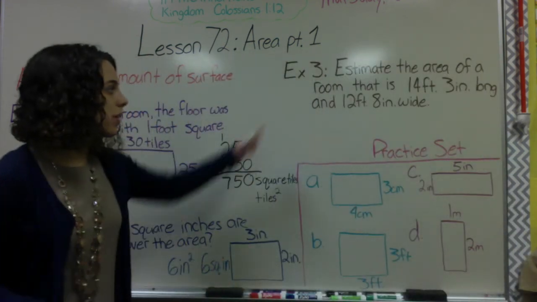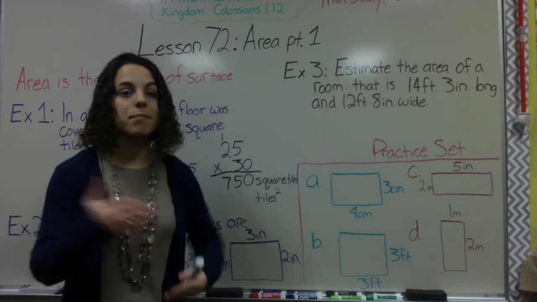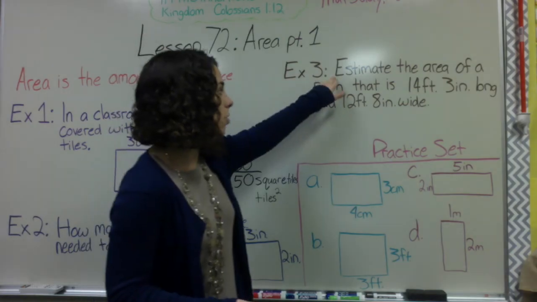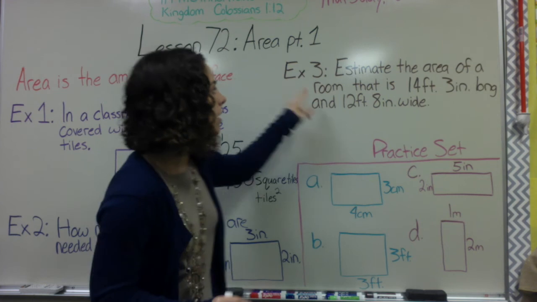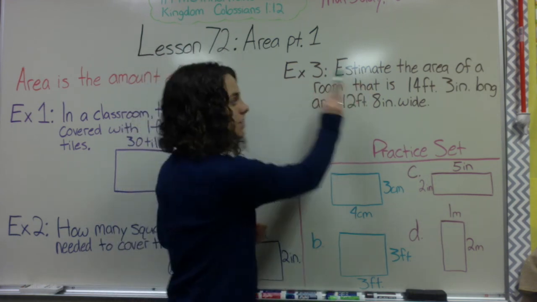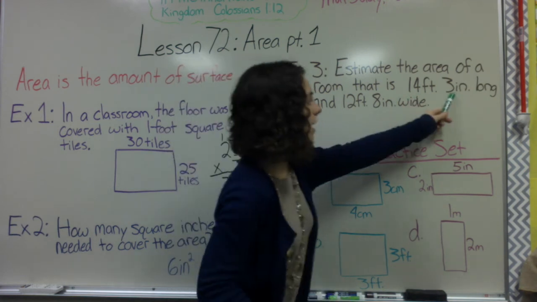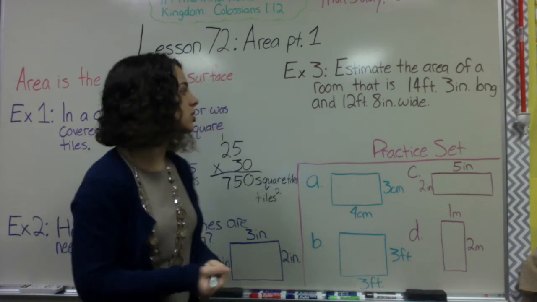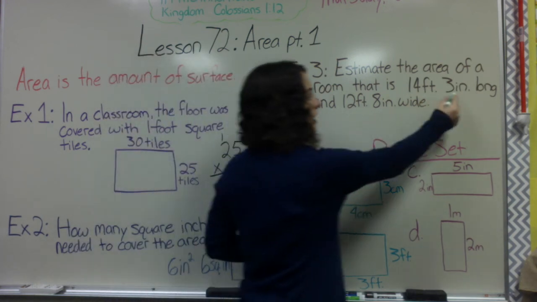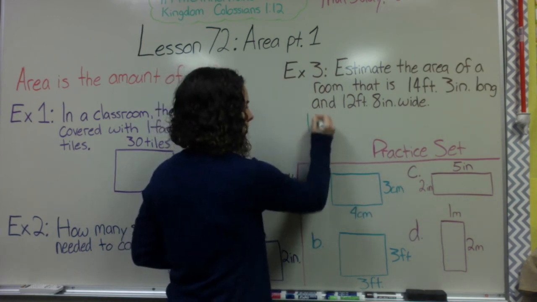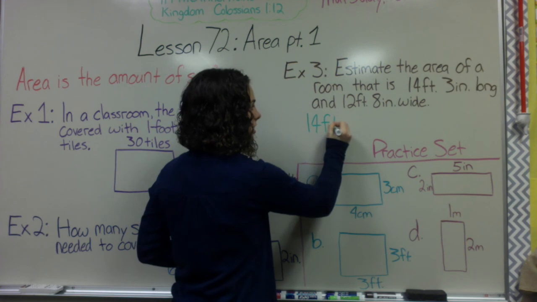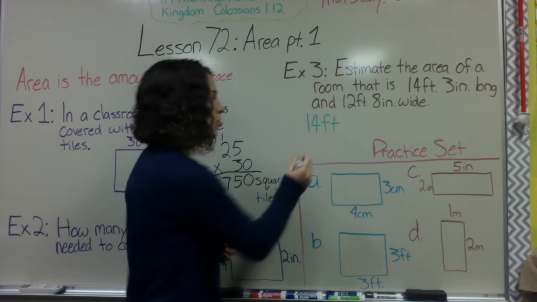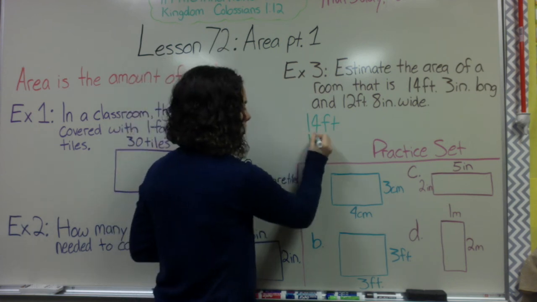Example 3, this one is with estimating, and remember, we estimate before we solve the problem. You're not going to estimate your answer, that would be rounding. We are going to round before we multiply. Estimate the area of a room that is 14 feet 3 inches long and 12 feet 8 inches wide. Try to do this by yourself first. 14 feet 3 inches rounds to 14 feet because 3 inches is not very big. And 12 feet 8 inches is very close to 13 feet. So I have 14 feet and 13 feet.